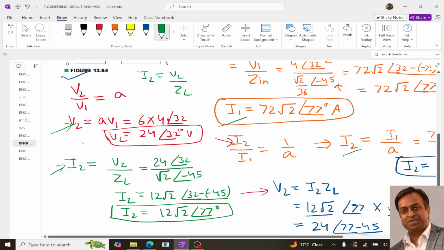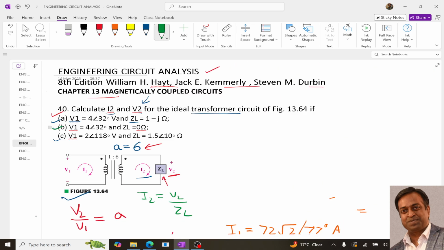Now in the second case, it is given. For the second case I will use the simple method, the direct one in which we calculated the V2. So in the second part it is given that V1 is equal to 4 root 4 angle 32, and ZL is equal to 0 ohm. Now ZL equal to 0 ohm means that this is short circuited, and if it is short circuited, it means infinite current will be there, right? Infinite current will be there.